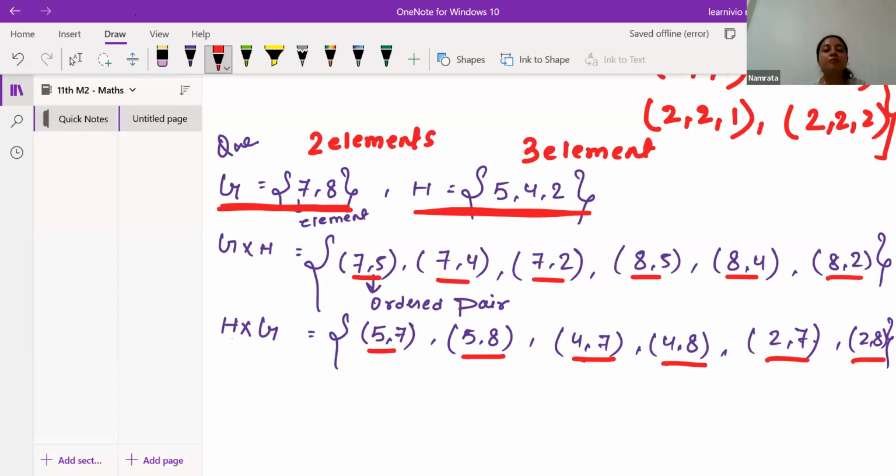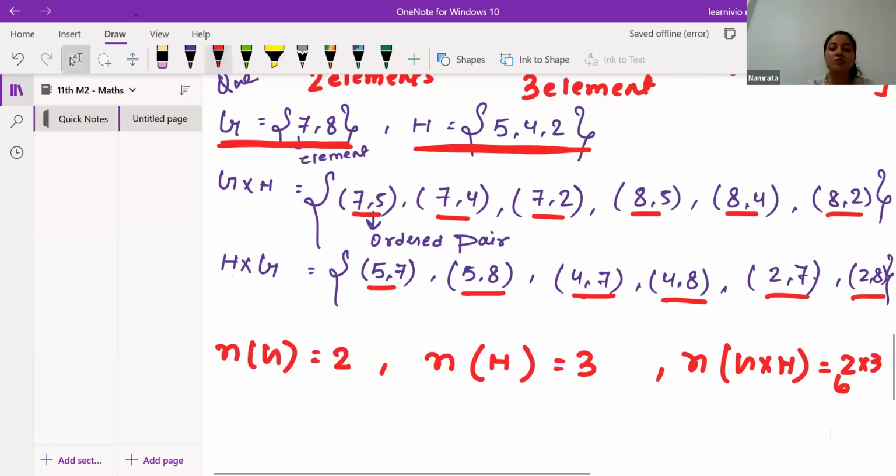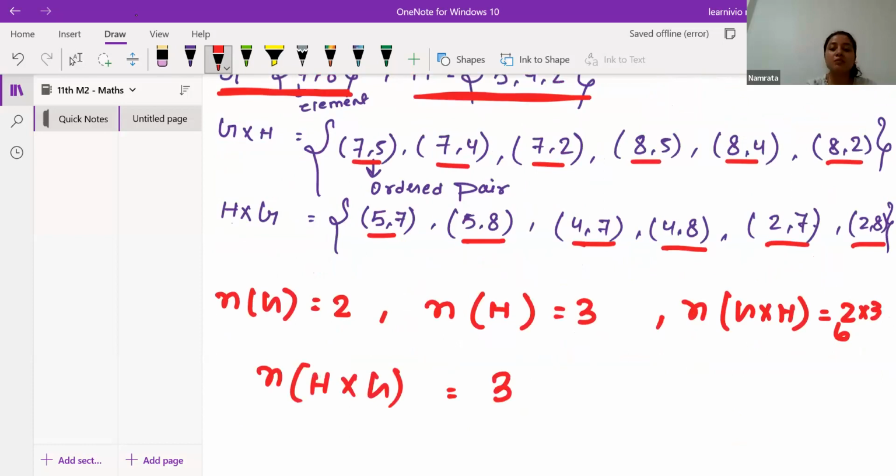The set G is having 2 elements, and if the number of elements in H is 3, then the number of elements in G cross H, the Cartesian product, will be 2 into 3, that is 6. All right. Similarly, the number of elements in H cross G, since we are multiplying the same H with G, is again 6 only. And here you can count the numbers also in the above example. All right.